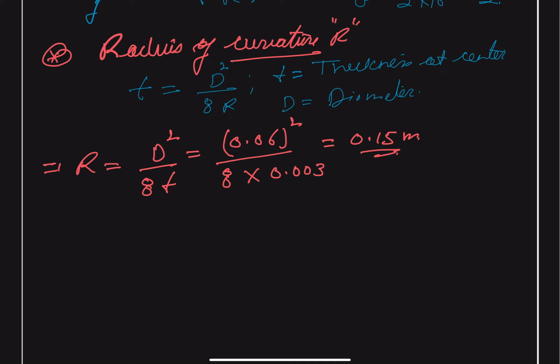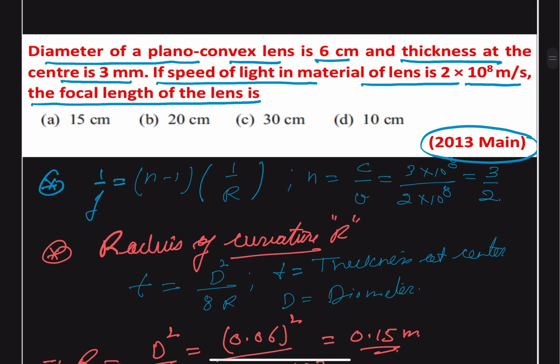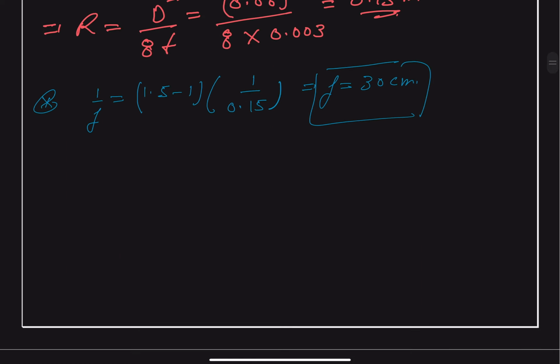Now we can use the formula: 1 upon f, and the refractive index is 1.5 minus 1, multiplied by 1 upon 0.15. This gives us that the focal length f is approximately equal to 30 centimeters. So option number C is the correct option. Option C is correct.